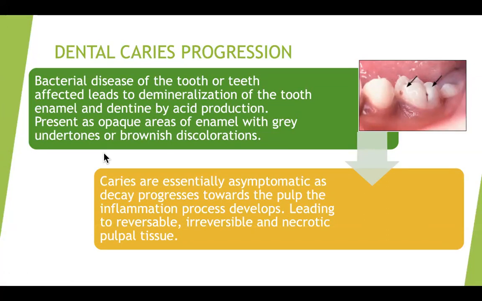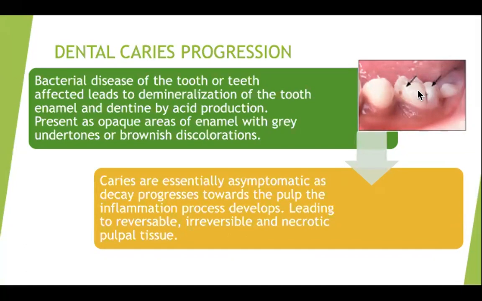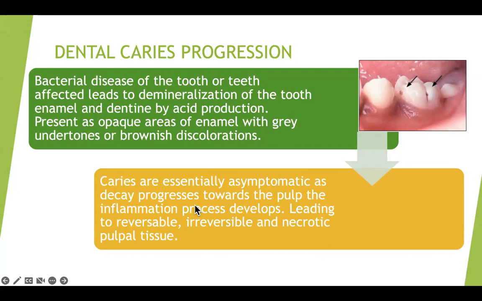It's a bacterial disease of the tooth or multiple teeth that leads to demineralization of the tooth enamel and dentine by the acid production in our mouths. It comes as an opaque area, and I find that a lot of those are typically missed, so please do watch out for them. They do have a gray undertone or brownish discoloration. They are generally asymptomatic. They can sometimes, though, come with a little bit of sensitivity to cold, or sometimes to sweet. They lead to pulpal inflammation, which is what we're going to be discussing afterwards.